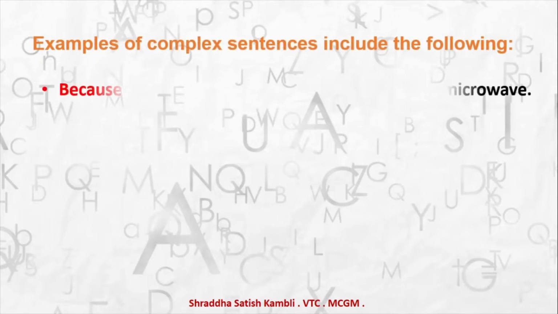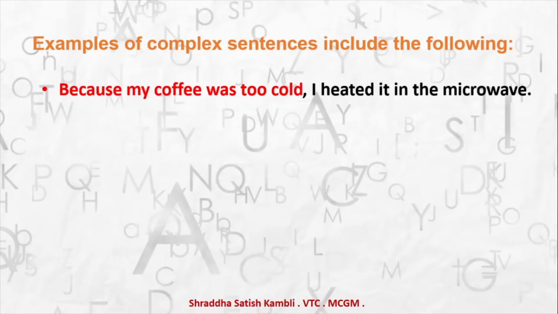So what are some examples of complex sentences? Because my coffee was too cold, I heated it in the microwave. So come on, take a look at this sentence. Even though I have highlighted it in different colors, just by looking at it, you know that one part of the sentence is an independent clause and the other one is a subordinate clause. So which is the independent clause? I heated it in the microwave is the independent clause.